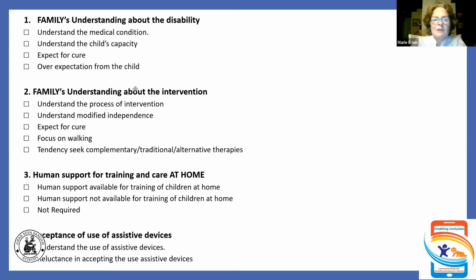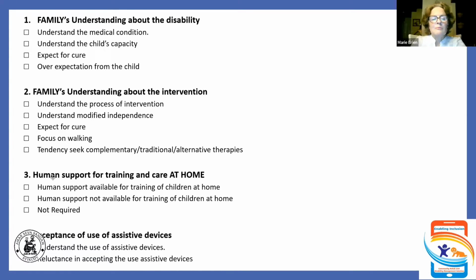We look at families' understanding about the intervention. So understanding the process of the intervention, understanding the modified independence that the child is able to do according to the abilities of the child, their expectations for cure, their focus on walking, which is often a factor, and also their tendency to seek complementary, traditional, or alternative therapies.